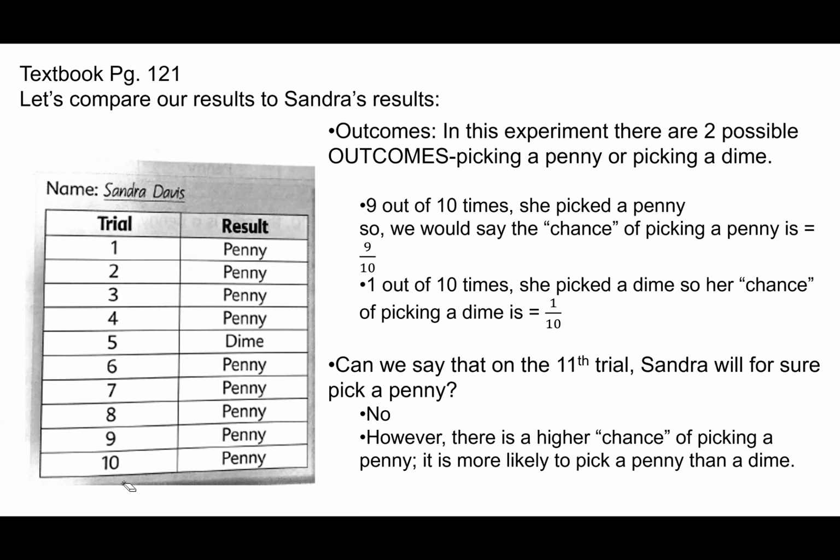So Sandra, 9 out of 10 times, picked a penny. So we would say that the chance of picking a penny is 9 out of 10. Can we simplify that, you guys? Okay. 1 out of 10 times, she picked a dime. So her chance of picking a dime was 1 out of 10. So can we say for sure that on the 11th trial, Sandra will pick a penny? Yes or no? No, we can't say that for sure, right? But is there a higher chance of her picking a penny on the 11th trial? Okay, good. Any questions on that?